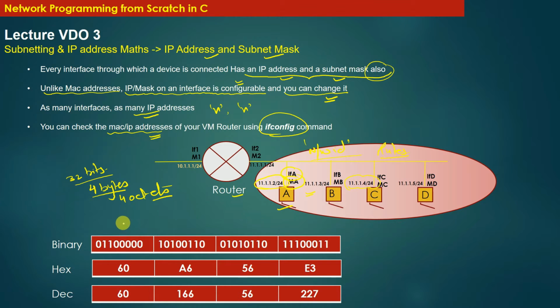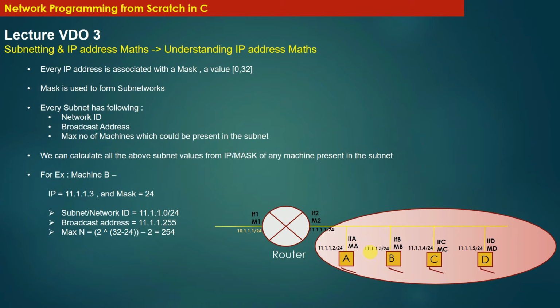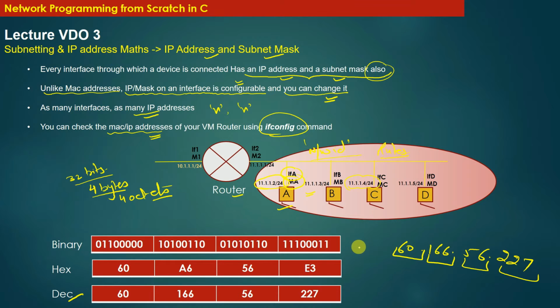right? So let us take an example of an IP address. Let's say the IP address is 60.166.56.227. The decimal representation of the IP address is very simple. Just represent each octet separately in decimal notation. So this is the decimal representation of an IP address.